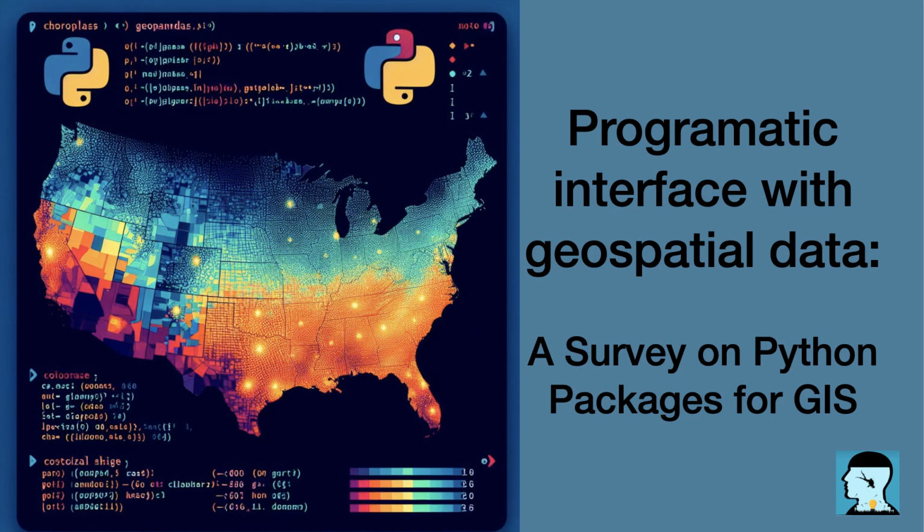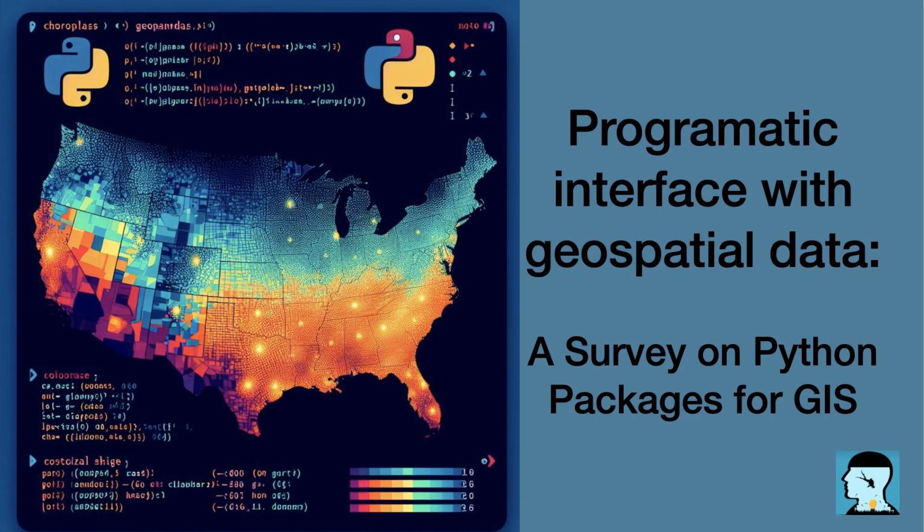4. Machine learning and spatial statistics. Python has libraries like scikit-learn and PySAL that enable the application of machine learning algorithms and spatial statistical techniques to geospatial data. These libraries allow analysts to build predictive models, perform clustering and classification, and conduct spatial analysis.